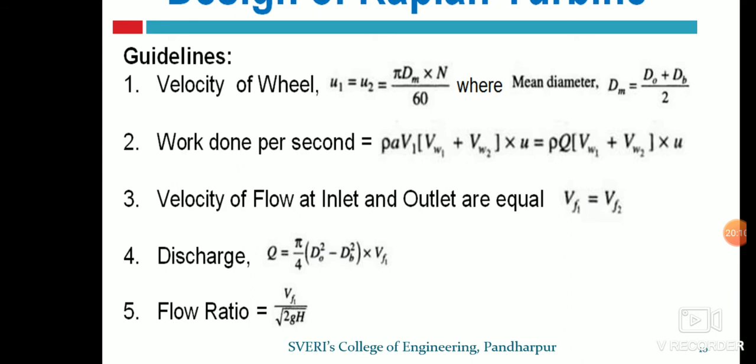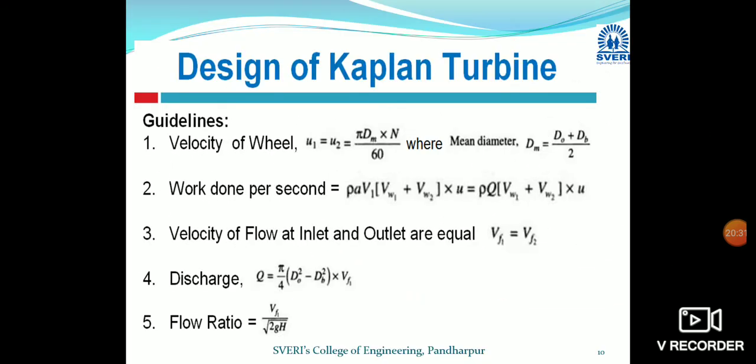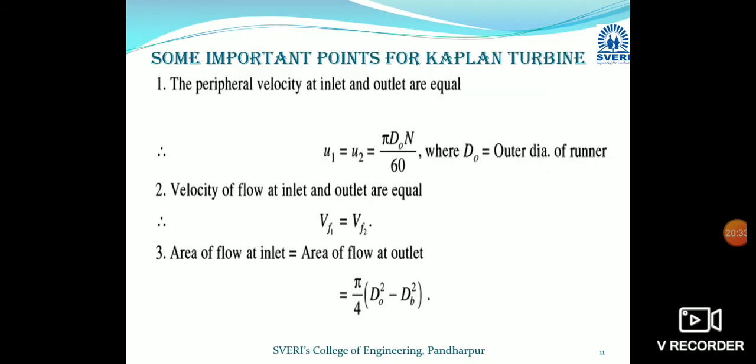So Vf1, I told you, is the flow component at inlet and it is responsible for discharge. Again, flow ratio is equal to Vf1 upon root 2gH. If speed ratio is there, U is equal to U1 equal to U2, divided by root 2gH, is equal to the speed ratio. So these are going to be the design parameters. Now the principal velocities: U1 is equal to U2 is equal to pi D_o N divided by 60. Then Vf1 is equal to Vf2, with pi by 4 into (D_o square minus D_b square). Already it is a repetition.